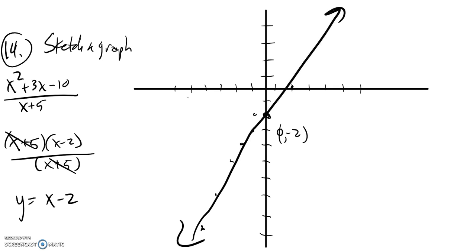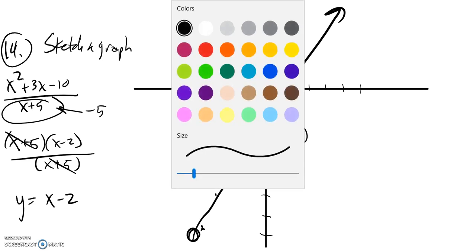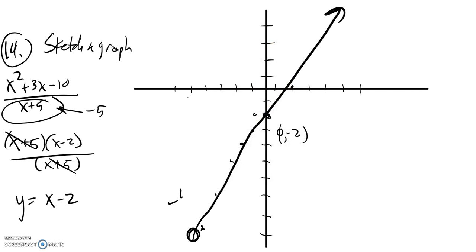But there is one problem, and that problem is I can't plug -5 into this. So what happens is 1, 2, 3, 4, 5. At this point, -5, -7, because that's what this evaluates to, I actually have a hole in it.